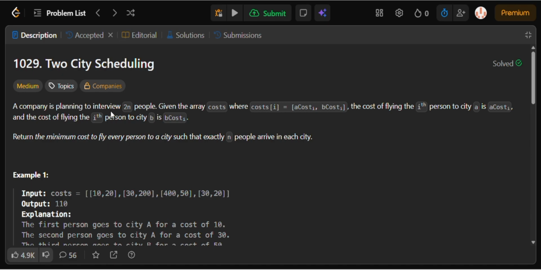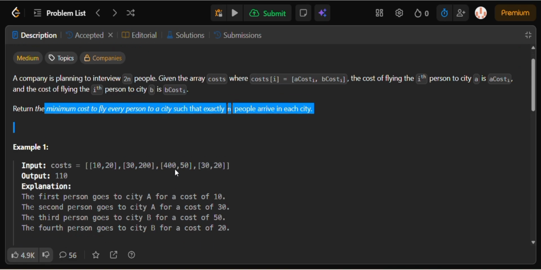The problem says: a company is planning to interview 2n people. Given the array costs, where each entry looks like [aCost, bCost], aCost is the cost of sending a person to city A, and bCost is the cost of sending the person to city B. So our task is to send exactly n people to city A, send exactly n people to city B, and minimize the total cost, returning the minimum cost to fly every person to a city such that n people arrive in each city. So let's look at an example.